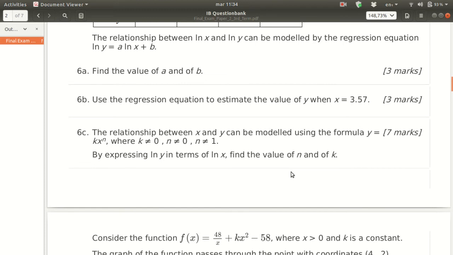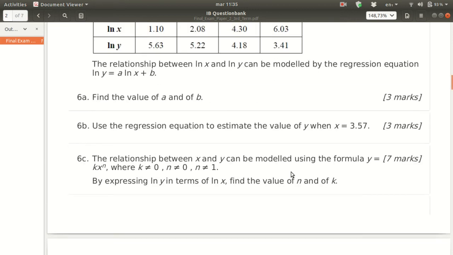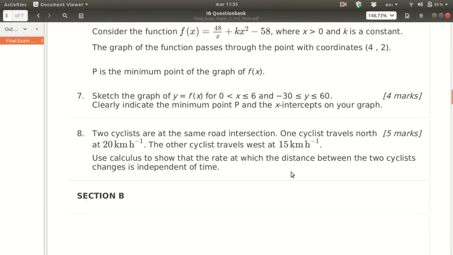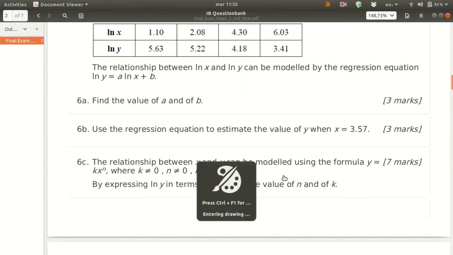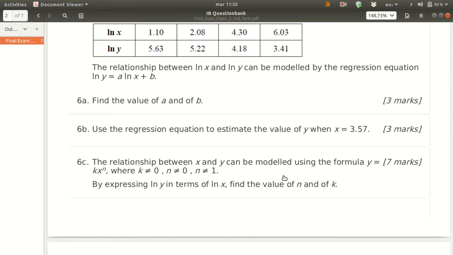The relationship between x and y can be modeled using y equals kx^n, where k is different from 0, n is different from 0, and n is different from 1. By expressing natural logarithm of y in terms of natural logarithm of x, find the value of n and of k. So, let's take a look at this. You can't do this part in the calculator. You have to do it by hand, okay?